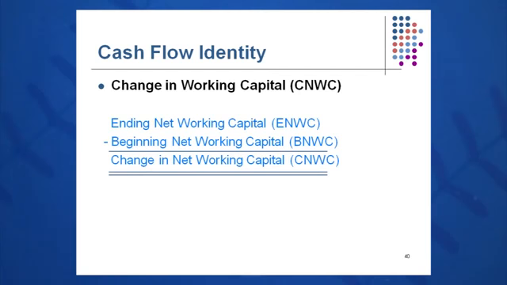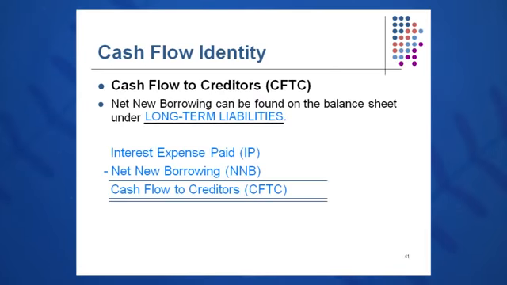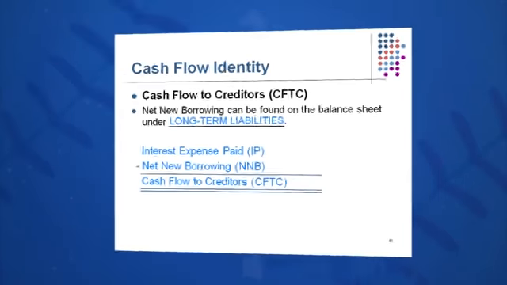Now, the second way to calculate CFFA is CFTC plus CFTS, cash flow to creditors plus cash flow to stockholders. First, cash flow to creditors: I'm going to take my interest expense paid off the income statement minus net new borrowing. Now, where do I find net new borrowing? I've never seen that on a balance sheet. For the term net new borrowing, I look at my long-term debt. So I take my long-term liabilities ending minus long-term liabilities beginning, and subtract that from my interest expense paid that I found on the income statement. This will give me cash flow to creditors.